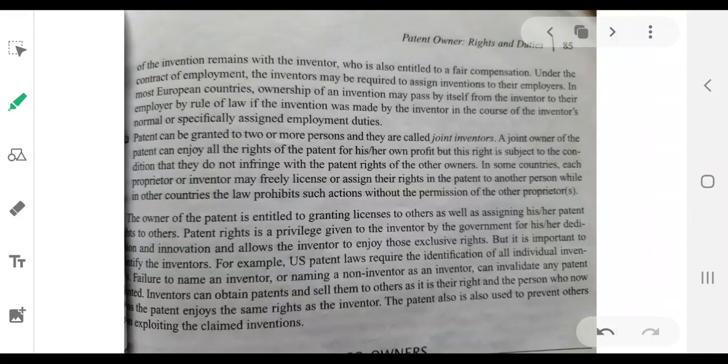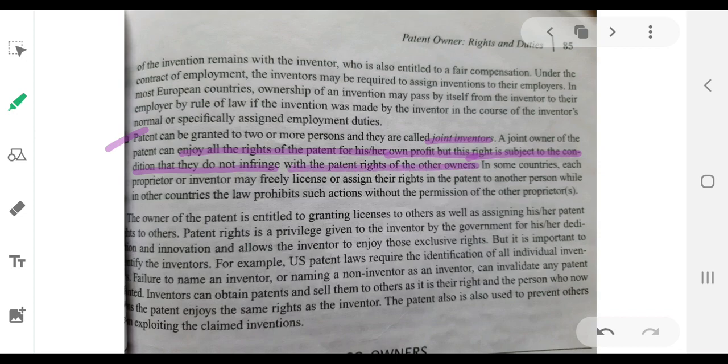Next important point: a patent can be granted to two or more persons, and they are called joint inventors. So inventors can be a single inventor or joint inventors. A joint owner of the patent can enjoy all the rights of the patent for his or her own profit, but this right is subject to the condition that they do not infringe the patent rights of the other owners.